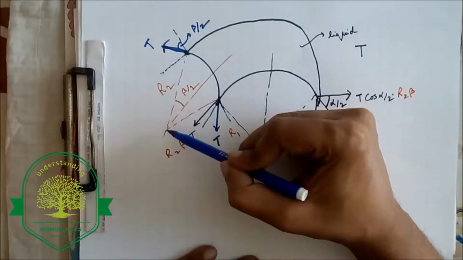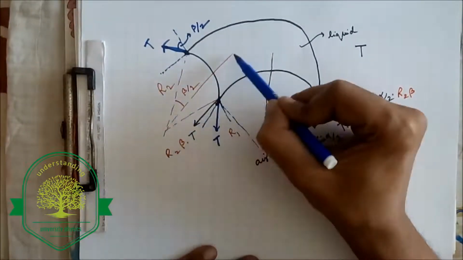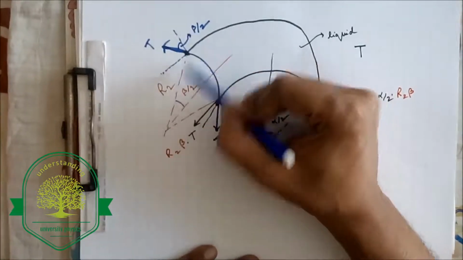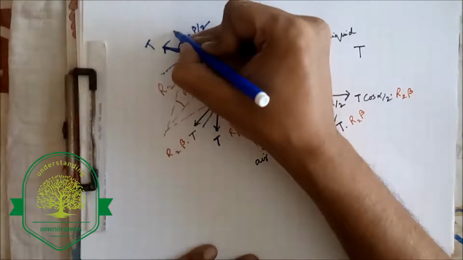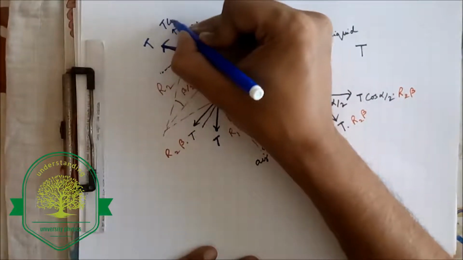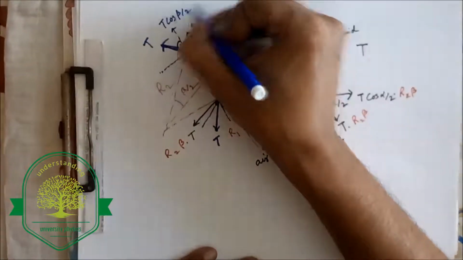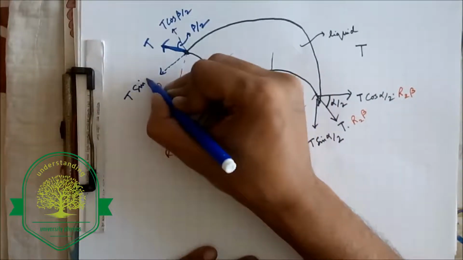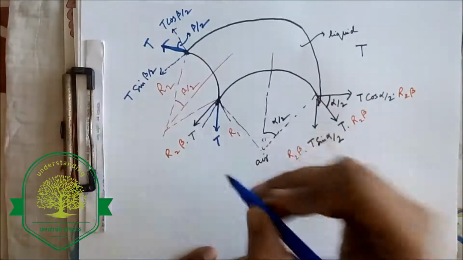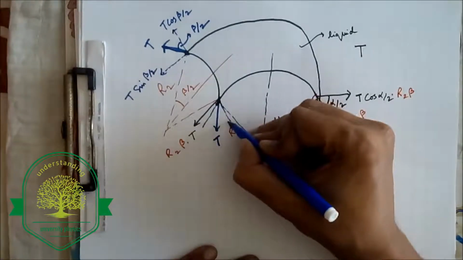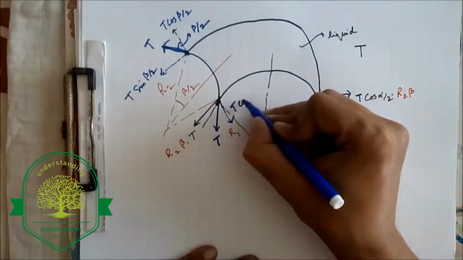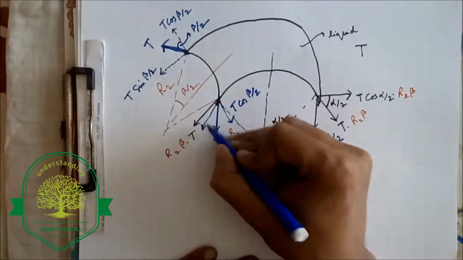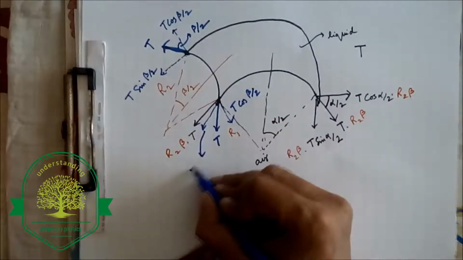because this side and this side, they are perpendicular, and these two sides are perpendicular. So this is T cos beta over 2 and this is T sine beta over 2. And we can do the same thing here. This will be T cos beta over 2, and the vertically downward component, that is this, will be T sine beta over 2.